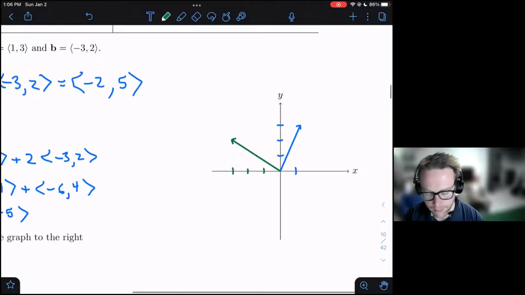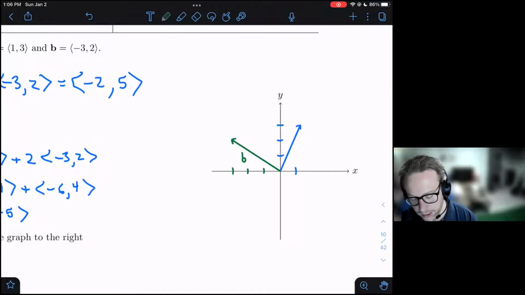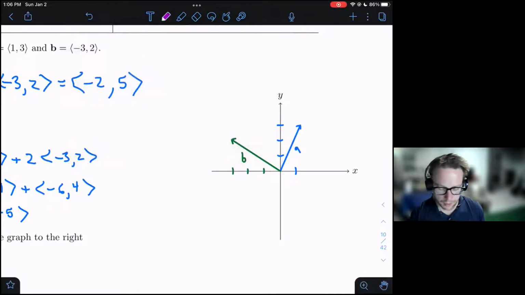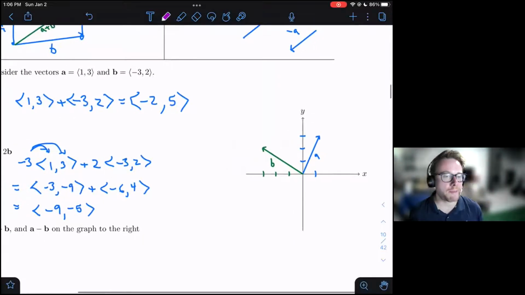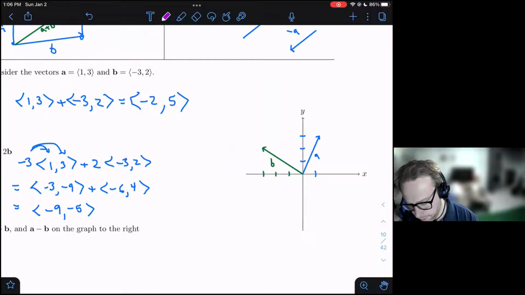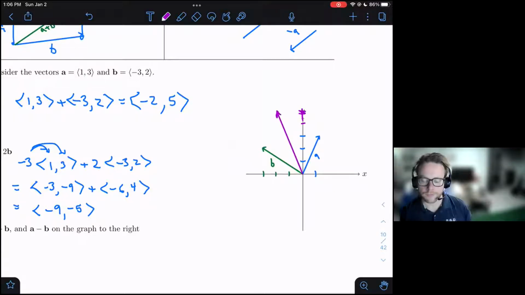So, okay, maybe let's go ahead and start labeling these things. So I have A, I have B. Now in purple, I'm going to go ahead and do A plus B. So that was negative 2, 5. So if I just do negative 2, 5, that was 4, maybe a little bit longer here for 5. So maybe something like that. And this is going to be my A plus B.